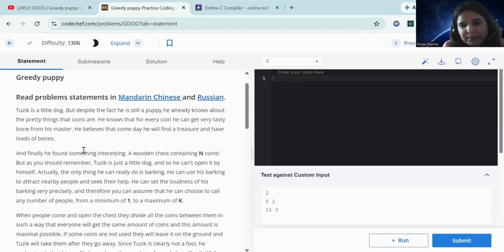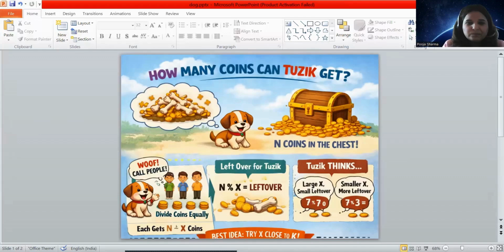So finally, I have created one presentation to keep it in a pictorial view so that you will understand what exactly the problem is. Basically, he's a dog, Tuzik, and he wants to get the coins, right? How will he get them? Being a dog, he is not able to take them from the chest. So what will he do? He will call the people.